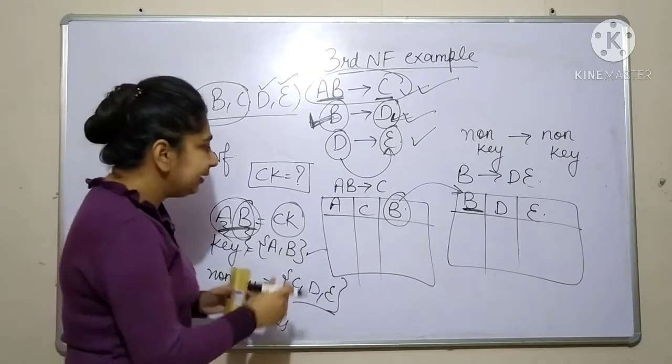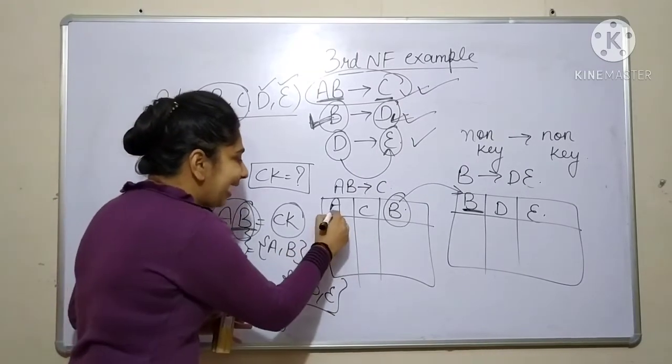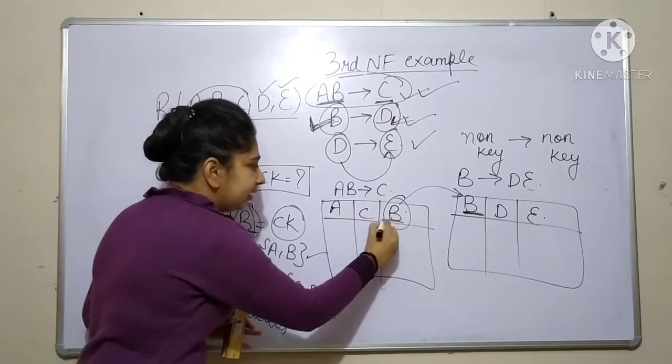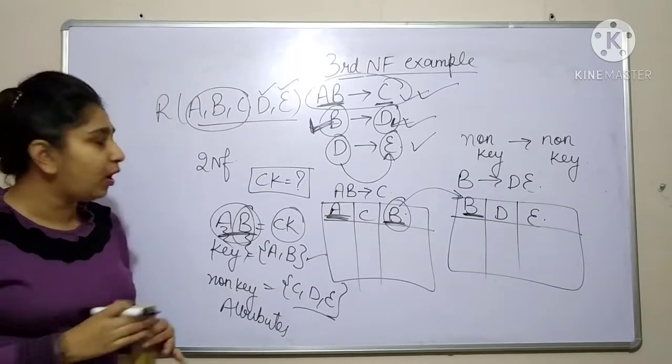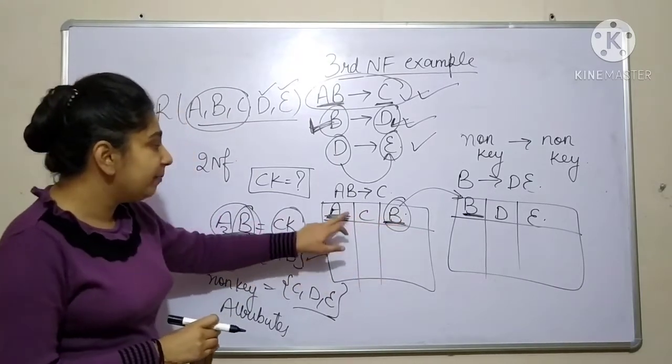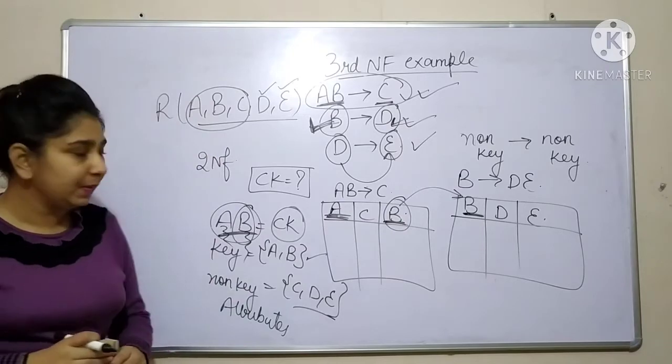Okay, and what is the candidate key of this relation? The candidate key is AB. AB is acting as a candidate key of this relation. Combinedly, AB is acting as a candidate key.